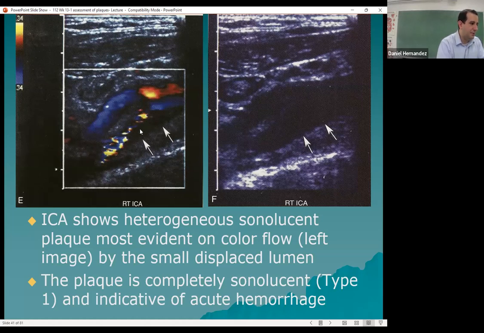This was a plaque that was a little heterogeneous. It had a large component that was very sonolucent or anechoic. So with 2D, you really didn't appreciate it very well. And then when you put color on, you saw a high degree of luminal narrowing. So that area that's anechoic might indicate acute hemorrhage within that plaque or acute bleed.